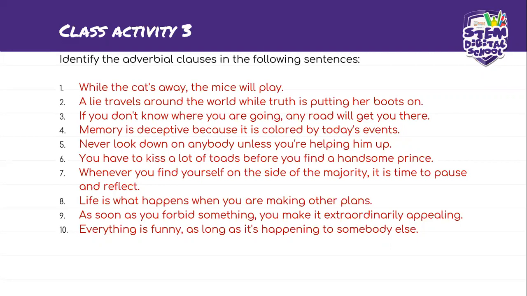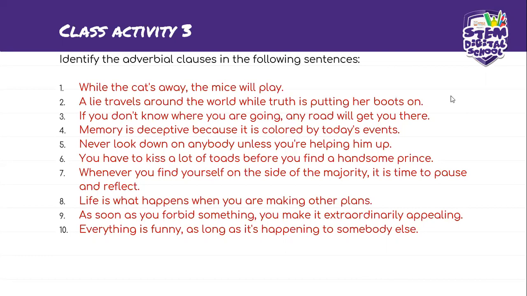Is there anyone who thinks anything different to what Asanda has said? Asanda says, if you do not know where you're going, is our adverbial clause. Is that correct? Is there anyone who thinks something different? Oh, Asanda's back. I think she wants to back up her answer.